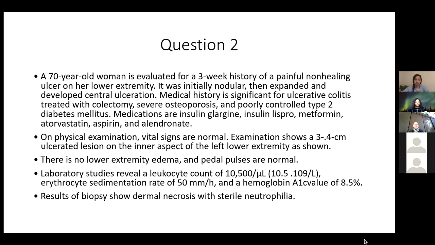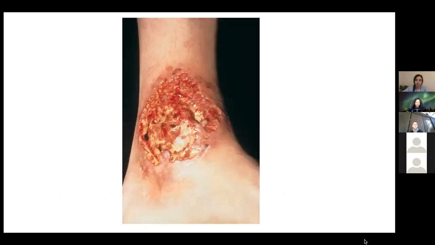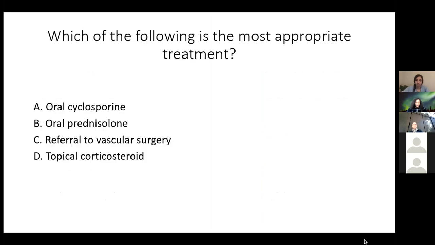On exam, her vitals are normal. She has a 3 to 4 centimeter ulcerated lesion on the inner aspect of her lower extremity, and I'll show the picture next. There's no edema. Her pulses are normal. Normal white count, elevated ESR at 50, and a hemoglobin A1C of 8.5%. And she actually got a biopsy that had dermal necrosis and neutrophilia. We'll come back to the image, but we'll move on to the question. Which of the following is the most appropriate treatment? Oral cyclosporine, oral prednisolone, referral to vascular surgery, or a topical steroid?